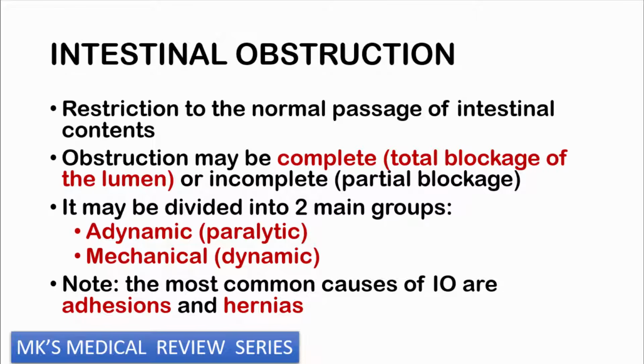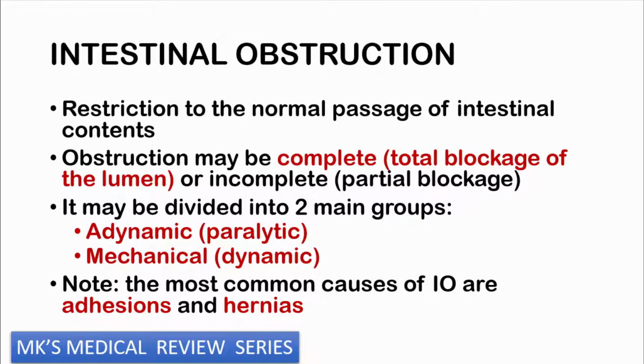So if there's any restriction to this normal passage of intestinal contents, you refer to that as intestinal obstruction. So the obstruction is pretty much in the intestines. Now, obstructions may either be complete, meaning that there's a total blockage of the lumen, or they may be incomplete, meaning that there's a partial blockage, meaning a few of the contents can leak through, air can leak through, and sometimes even some small amounts of bowel contents or bowel movements could be made.